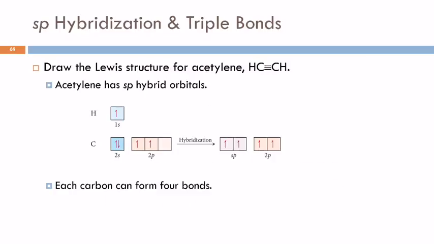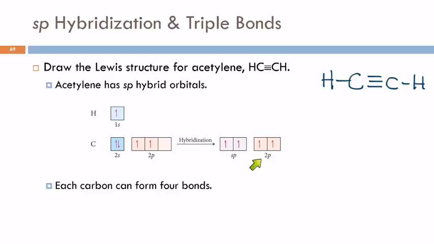So let's look at the Lewis structure for acetylene, which is remarkably similar to that. So that's the Lewis structure for acetylene. Acetylene has sp hybrid orbitals. So this is the orbital diagram for carbon's valence electrons. This is the hybrid orbital diagram for carbon's electrons. So we've taken an s and a p and hybridized them. So we have these two. They're going to each have one electron in them. And then here we have the unhybridized p orbitals.